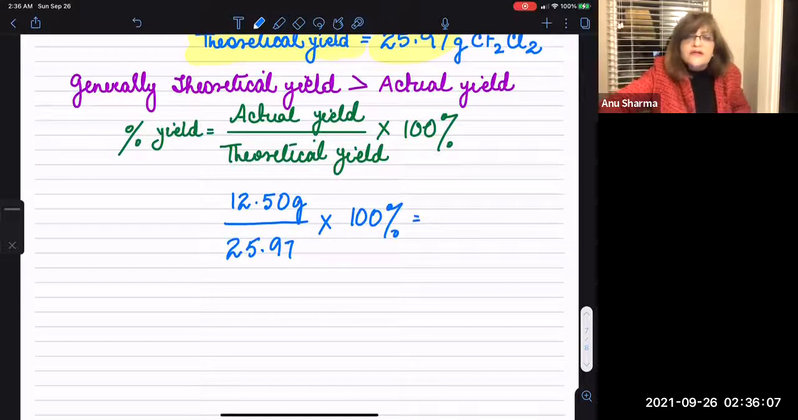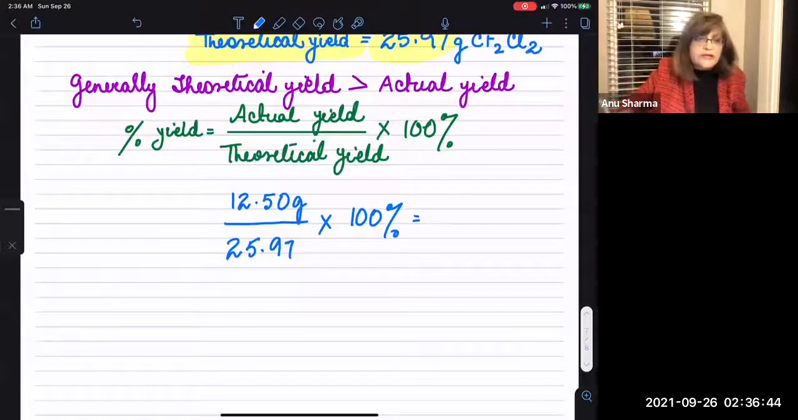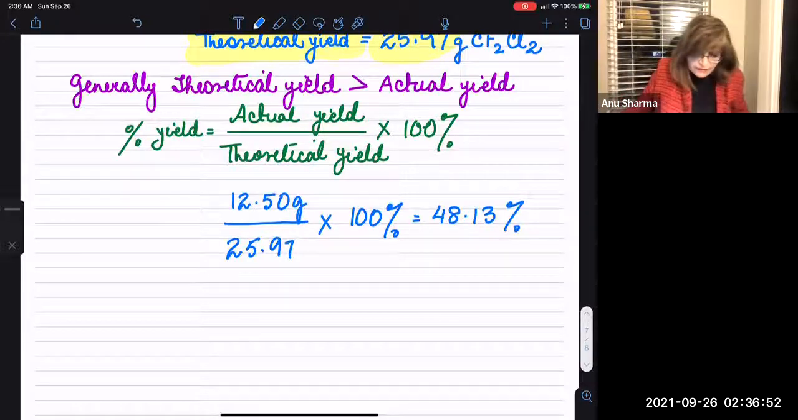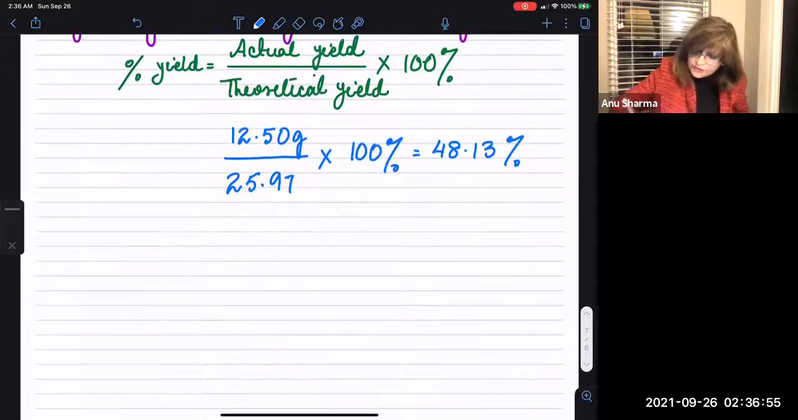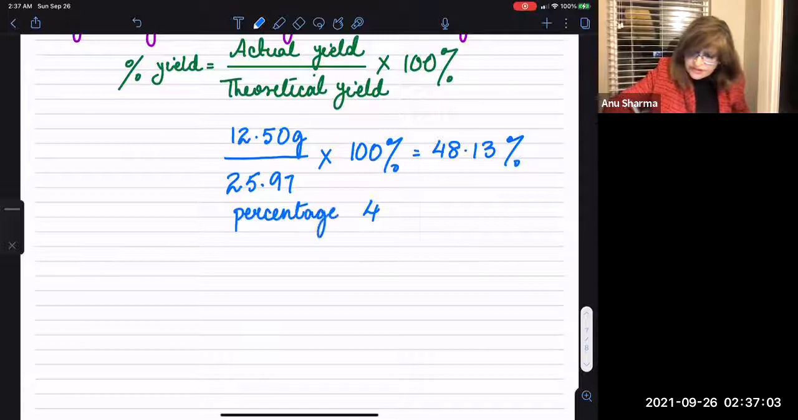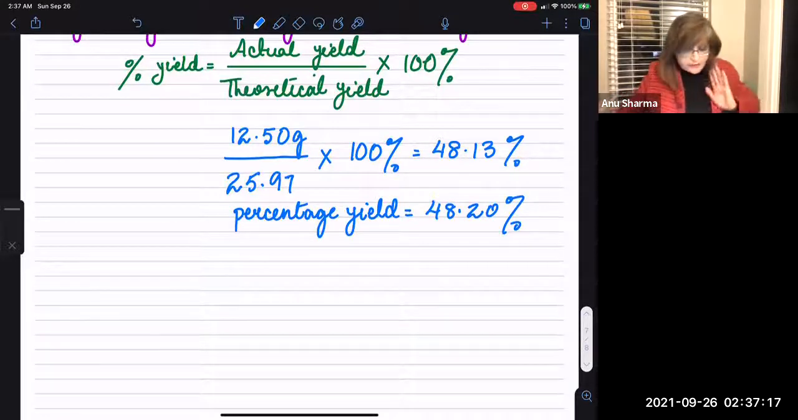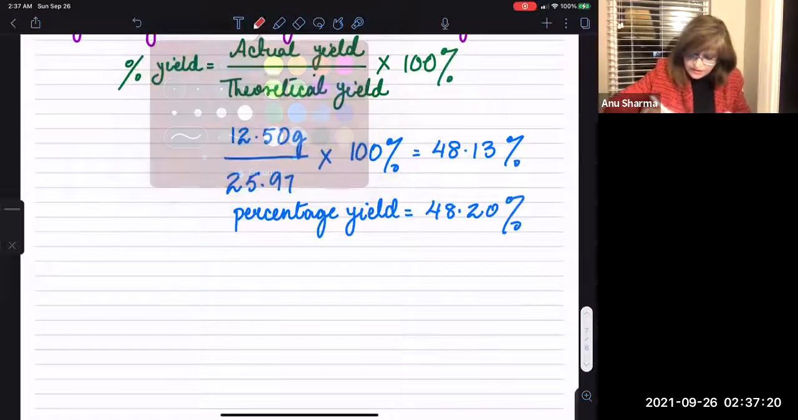In calculation, this comes out to be 48.13%. The book is giving 48.3, which is fine, so 48.2, 48.3, it's still in that range. So the percentage yield is equal to 48.20%. All right, so this finishes this part.